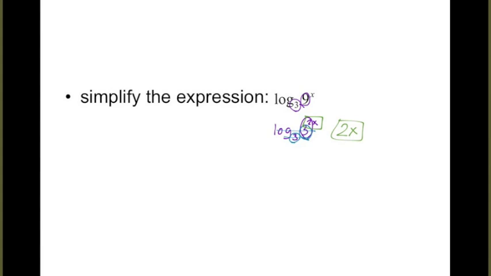Why does the log cancel that? The log cancels the exponential. So the log and the base of 3, we can't separate the log from the base of 3. So it's that this whole log base of 3 cancels the whole base of the exponent.